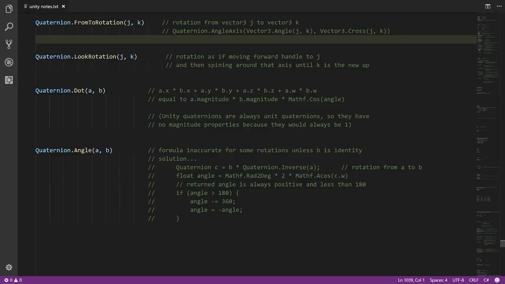So be careful not to make that assumption. It'll give you back a rotation, which when you apply it to point j, will give you back point k, no matter what their respective magnitudes are. Anyway, so look rotation, we again provide two vectors, and for a 3D object, you can imagine it has sort of the front facing of the object.